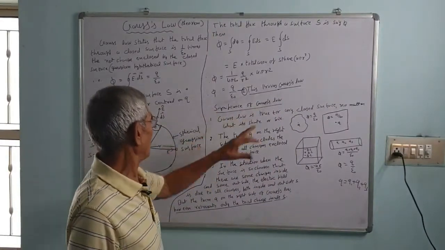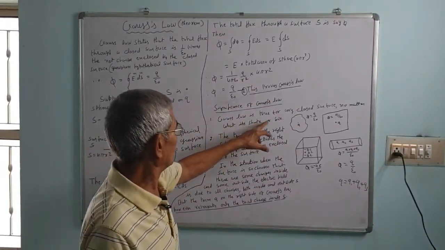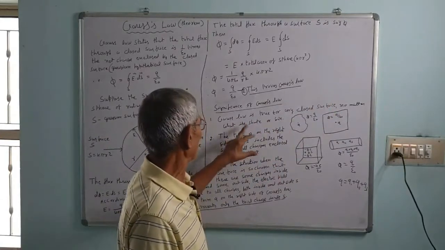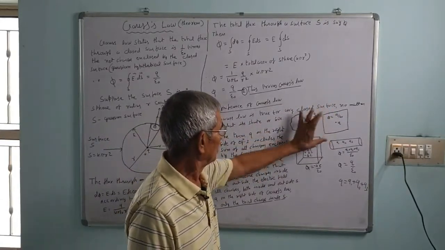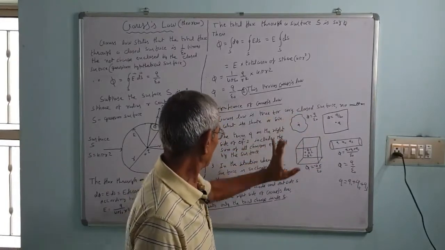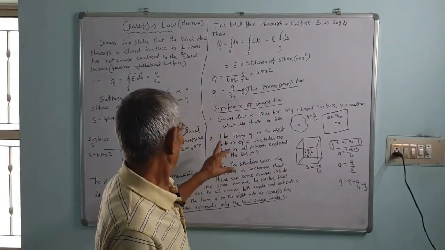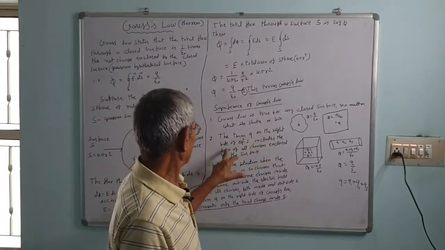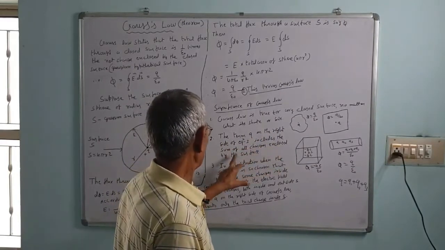Now, what is the significance of Gauss law? The Gauss law is true for any closed surface, no matter what the shape, maybe square, rectangle, cylindrical, of any shape, or cubical. The term Q on the right side includes the sum of all charges.